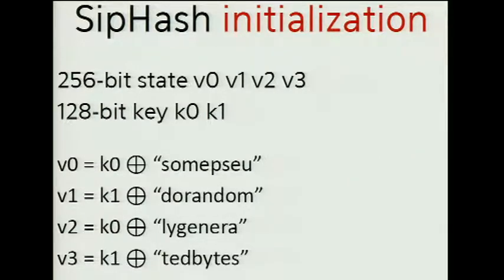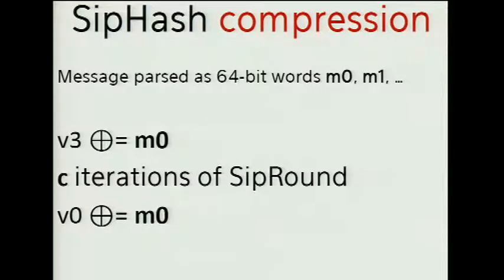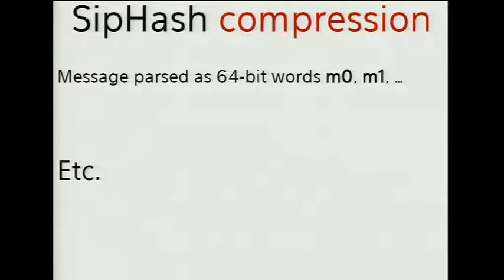It doesn't matter much. We just want something that is not the same values, but it's easy to remember. So then you have an input of arbitrary length. You parse it as a sequence of 64-bit words. And you first XOR M0 to V3. You perform C iterations of a function called SipRound. And then you take the same message block M0 and you XOR it to V0. You do the same for M1, M2, and so on and so forth.